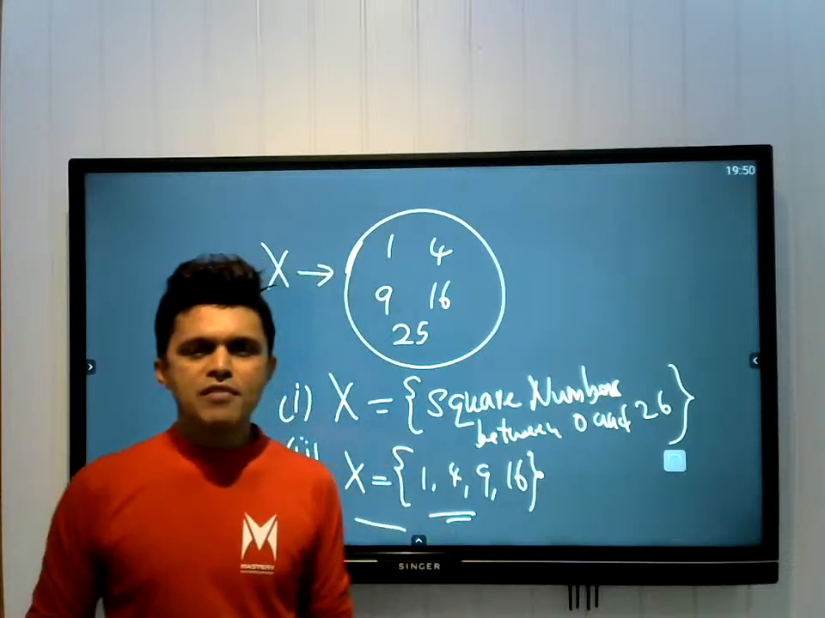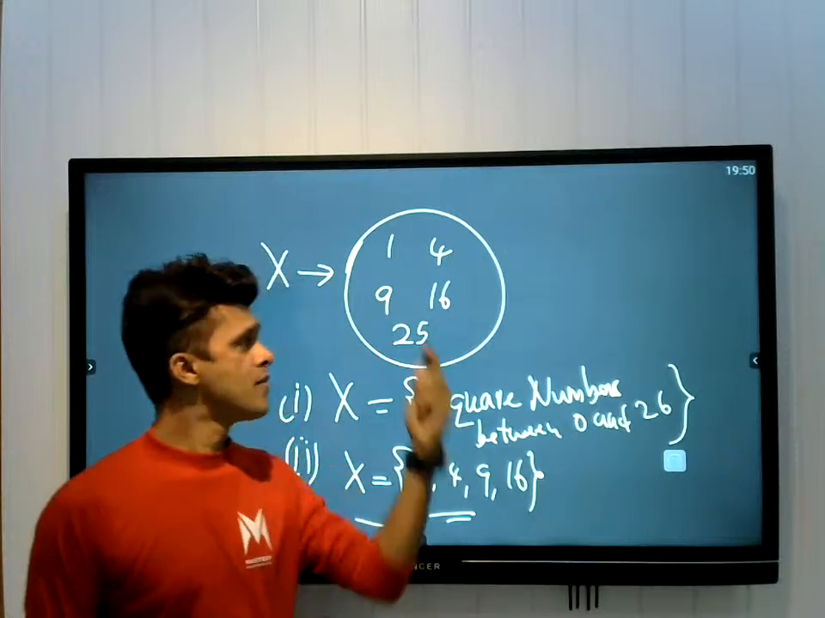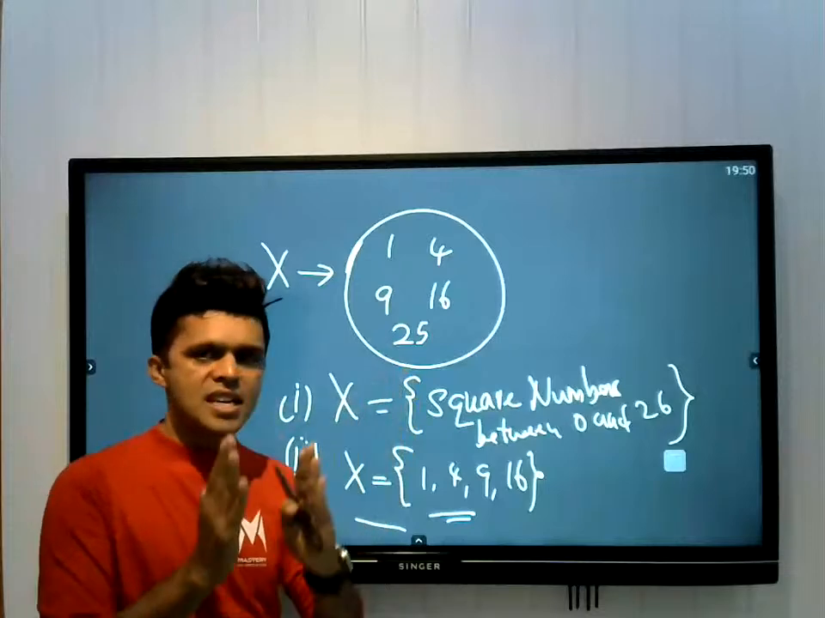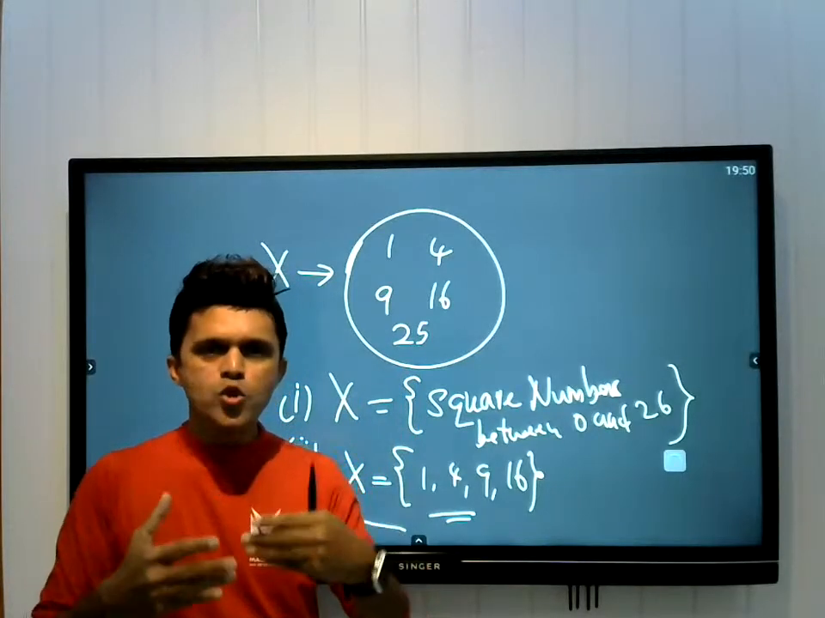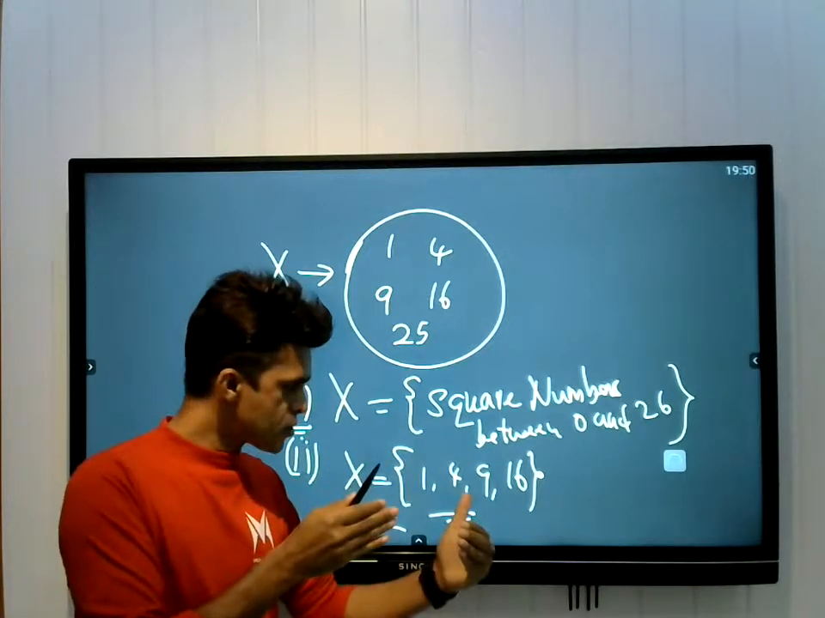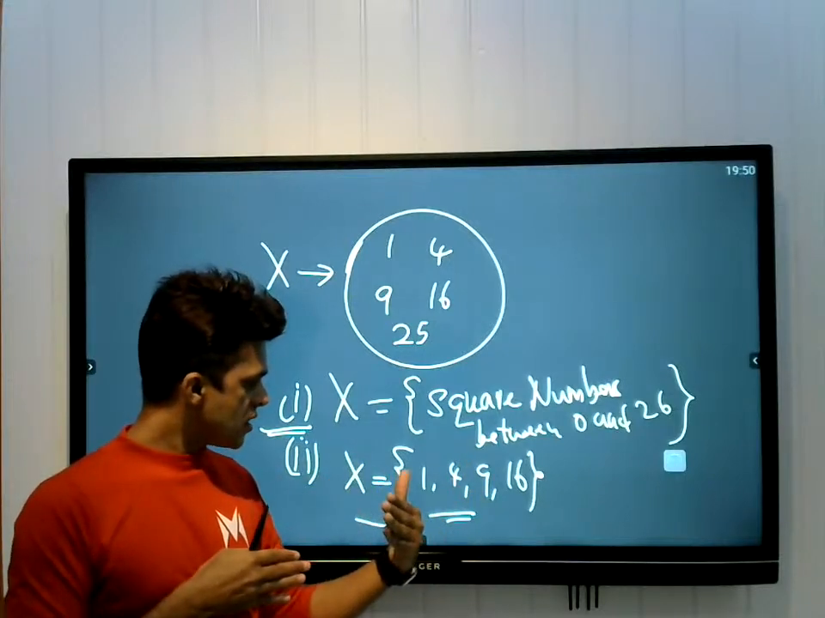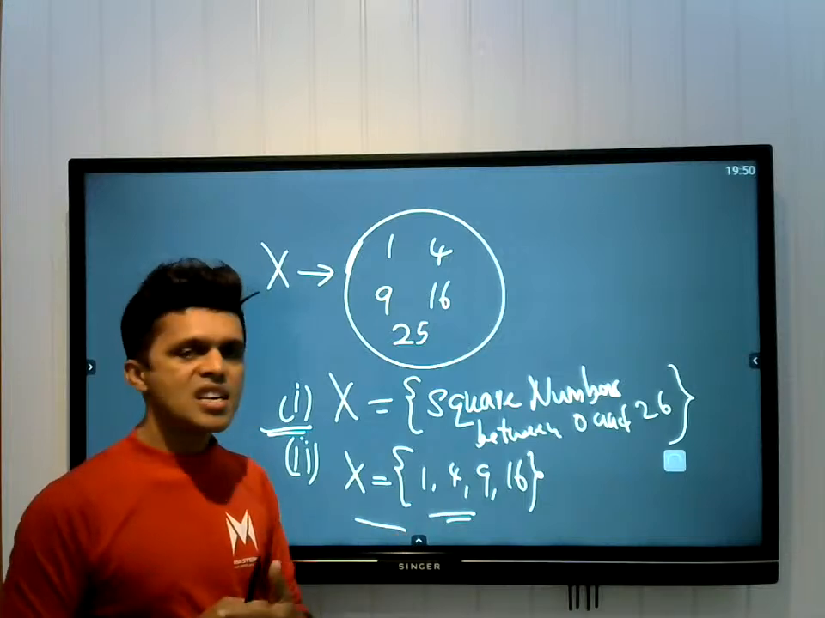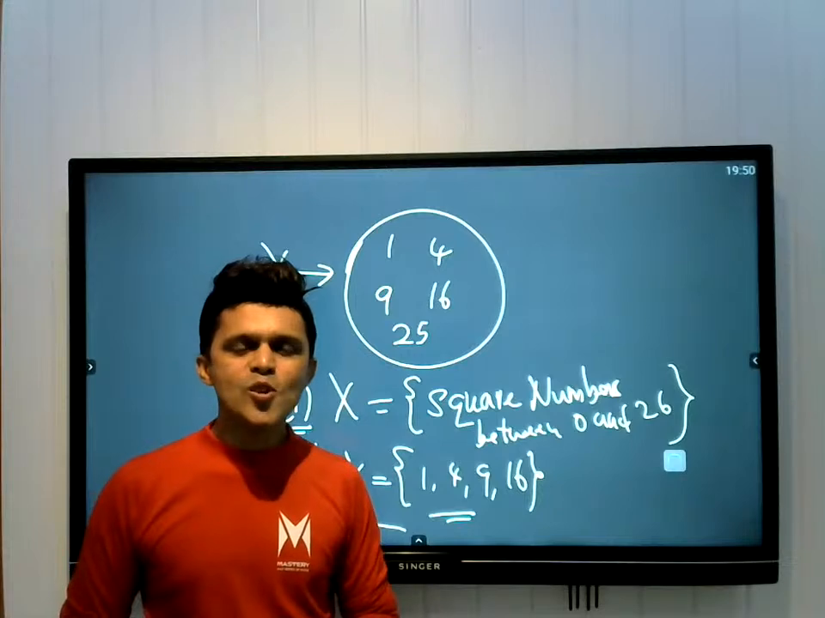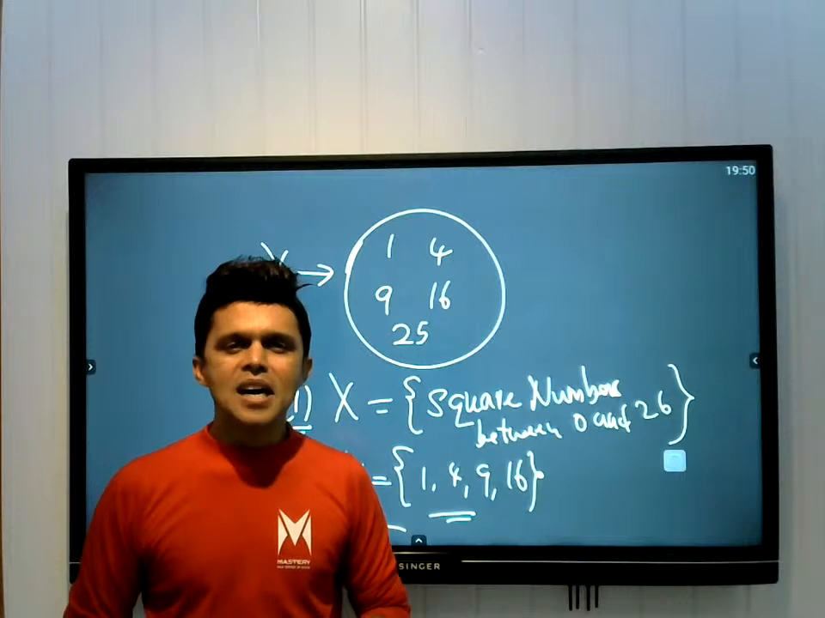So what did we do? We were given the set X in a Venn diagram. Then, using the given set X, we wrote it in a descriptive way, and for the other question, we listed the elements of the set X. So these are the basic questions asked in the question paper.